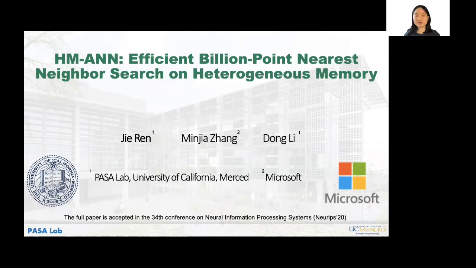Today I will introduce our work, HMANN, Efficient Billion Point Nearest Neighbor Search on Heterogeneous Memory. This work is published in NeurIPS 2020.